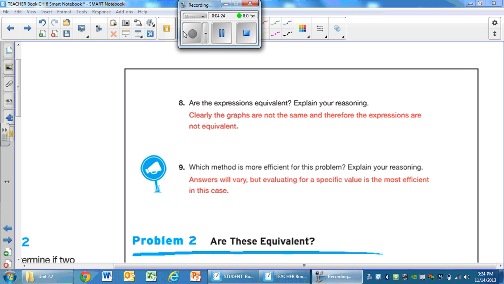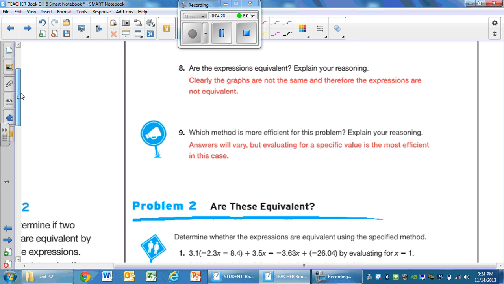Okie doke, let's try problem 2 and make sure the book knows what's going on now. Are these equivalent? So we have these two equations and we're evaluating for x equals 1. So wherever you see an x, you're going to put a 1 in. So you'll solve for the left side and then you'll solve for the right side and you'll see if they're equal. Do that now and press play when you're ready.